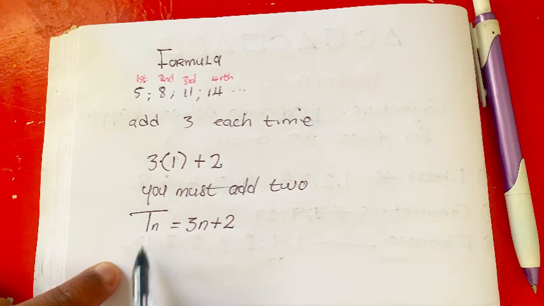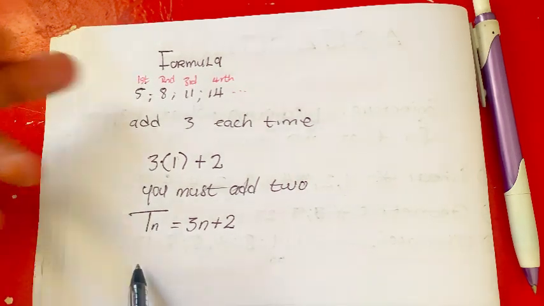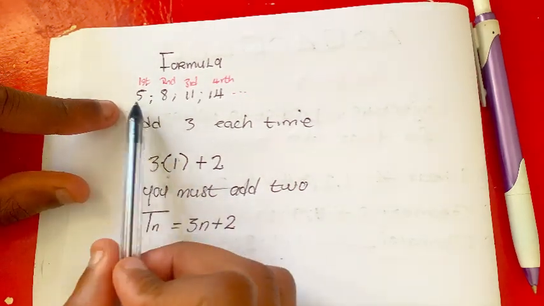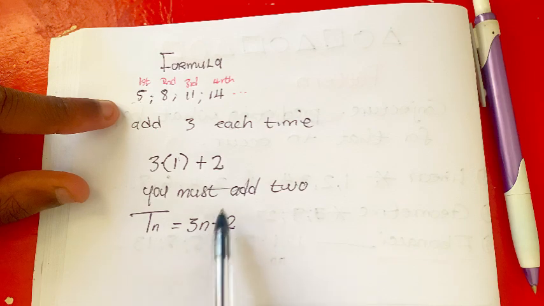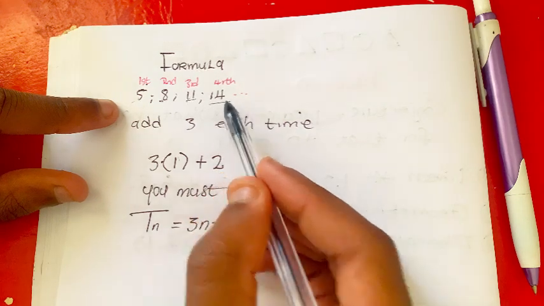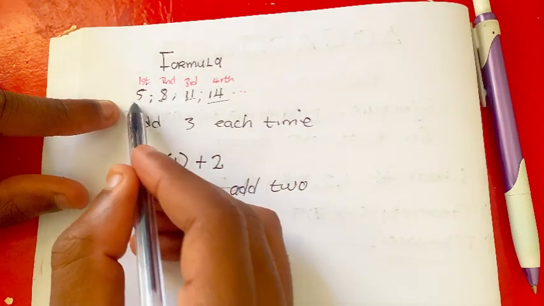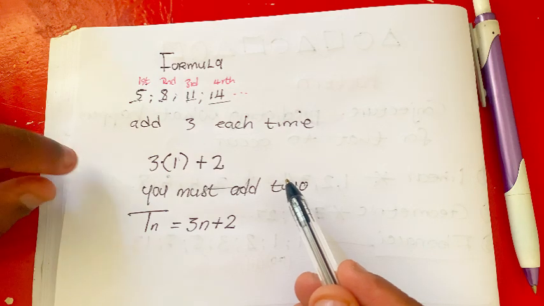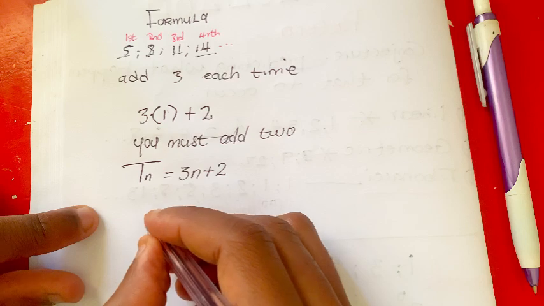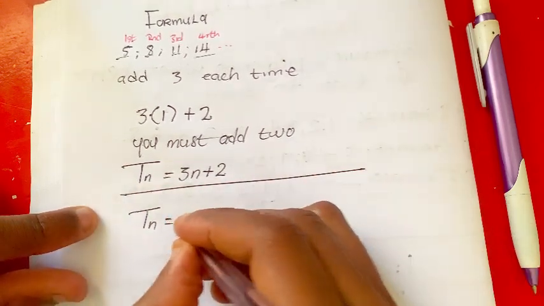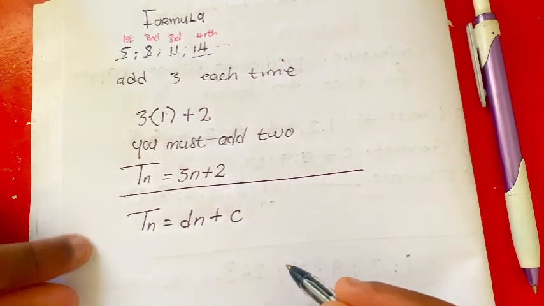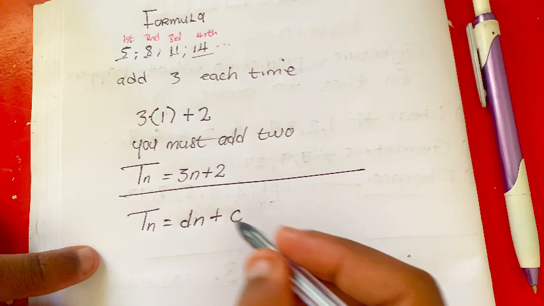Tn is the formula or the representation of the pattern. N is the number, the position of the term. If you have position 1, N is 1. If you have position 2, N is 2. Position 3, N is 3. Position 4, N is 4. So what you add each time is this, your 3, your difference. So this basically means that Tn is equal to the difference multiplied by the position plus what you need to add each time, which is a constant.